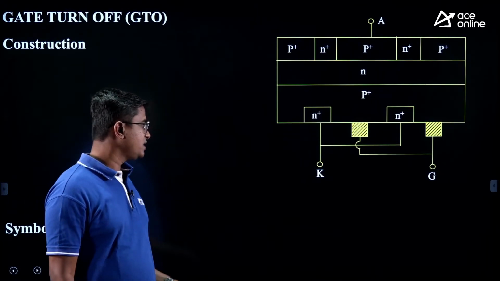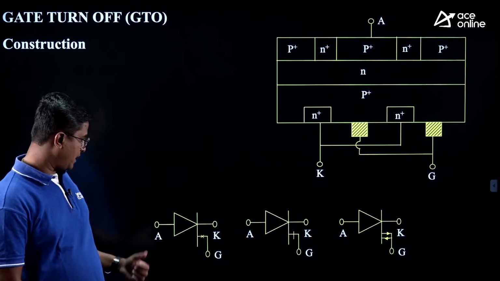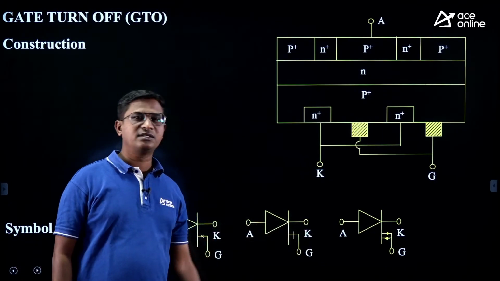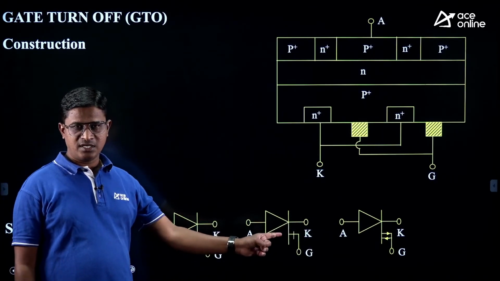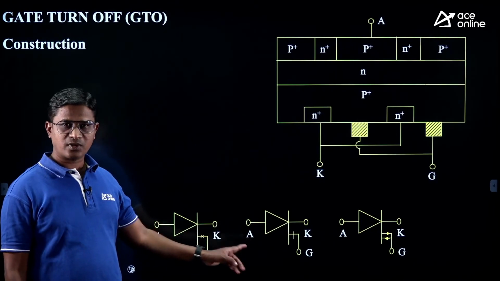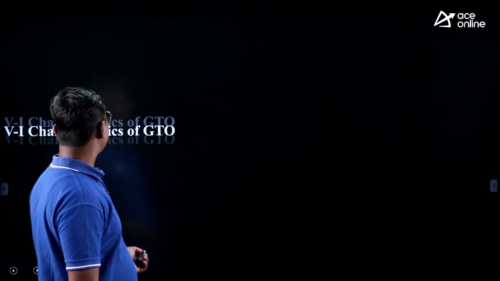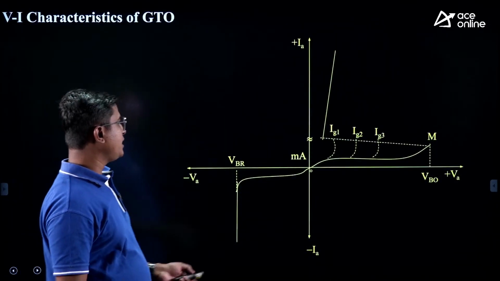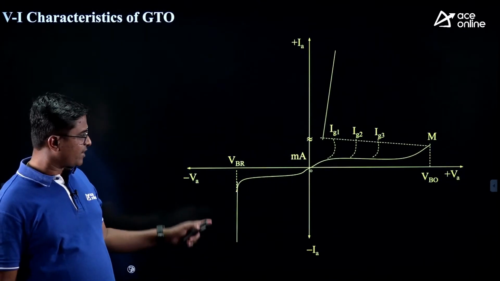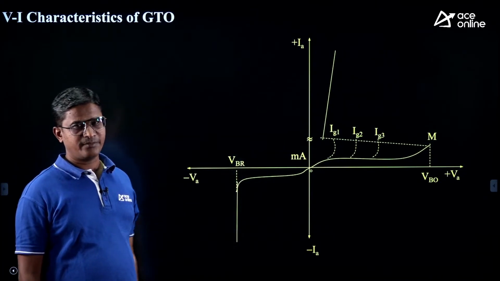Okay, so construction of the GTO and symbol. There are three valid symbols for the GTO, with anode, cathode, gate: the first symbol, second symbol and third symbol. In one of the examinations they asked a question based on the symbol of the GTO, so please go through it. Next, the VI characteristic of GTO is the same as that of the SCR. Check the VI characteristics of SCR and GTO; both are the same.